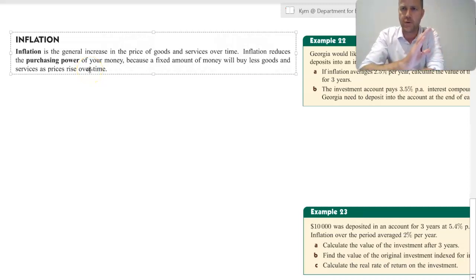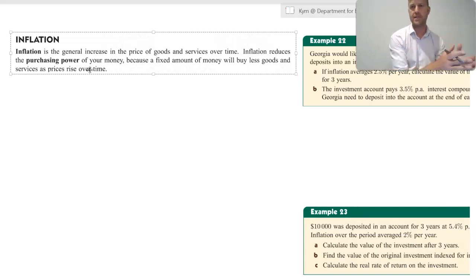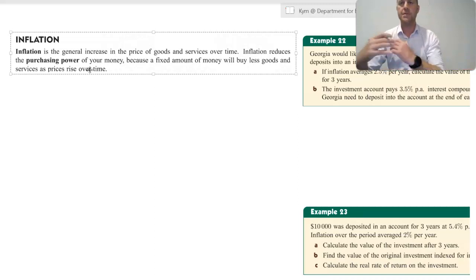So for example, let's look at petrol. If I have $100 today, the amount of petrol I buy today will be less than what I could have bought, say, 10 years ago. $100 of petrol today is more than it will be in, say, 10 years' time. So that's basically what inflation is: the increase in price of goods and services over a period of time. It's usually given to us as a percentage increase, an average percentage increase over the course of a year.